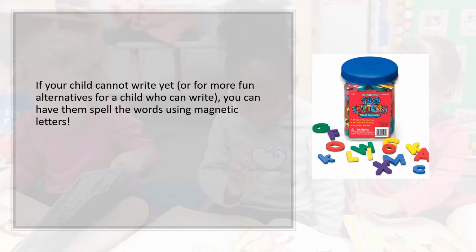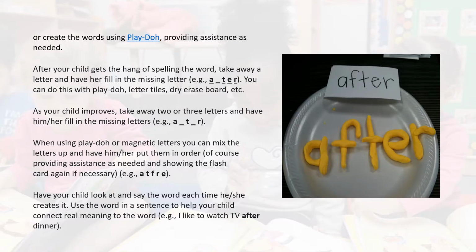If your child cannot write yet, or for more fun alternatives for a child who can write, you can have them spell the words using magnetic letters, as you see on the right there. Or create the words using Play-Doh, providing assistance as needed. You see here on the right, we have the word after made out of Play-Doh.